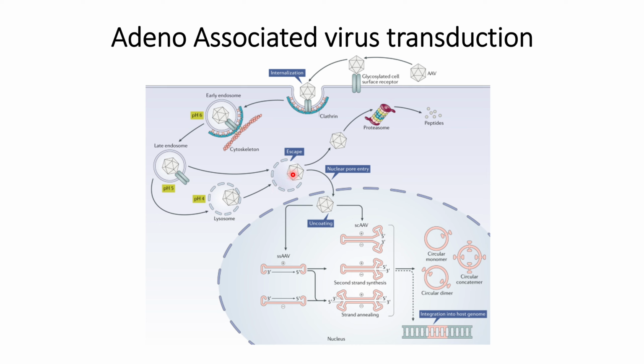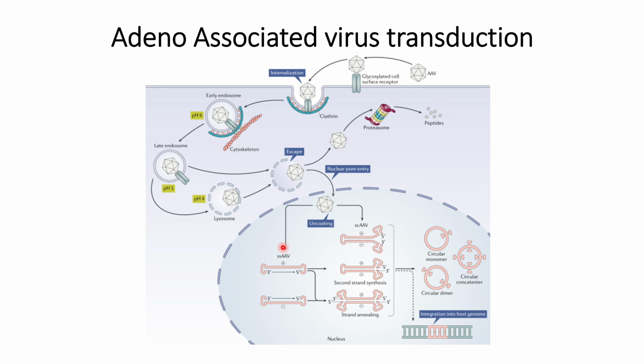capsid, and thereafter it can either go inside the nucleus through the nuclear pore entry, or it can go to the proteasome, where it will be degraded into peptides. So the adeno-associated virus that goes into the nucleus through the nuclear pore entry will then proceed towards the uncoating steps.